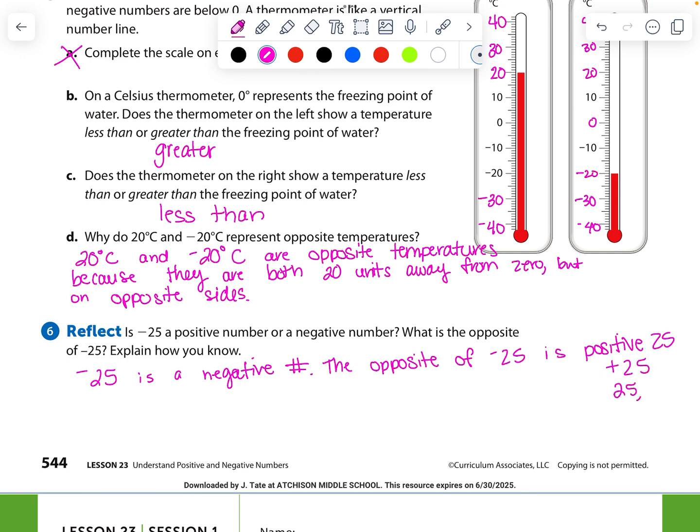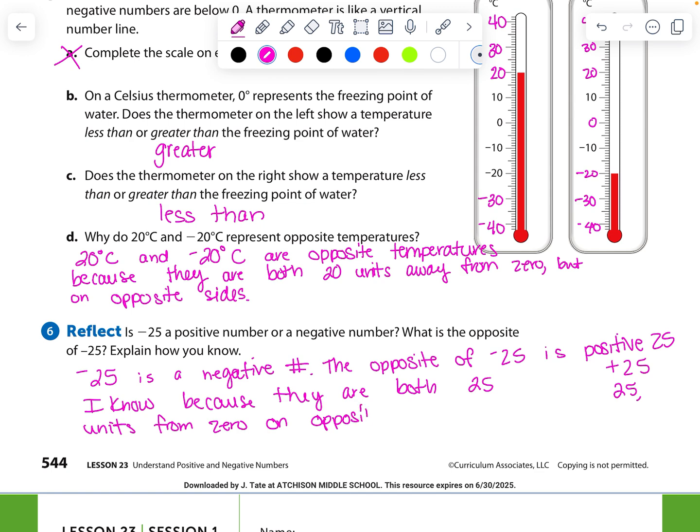And then again, how do we know? They are both 25 units from 0. And opposite sides of 0. Okay, I'm going to stop the video there, and then if you're ready to move on, you can move on to the next video.